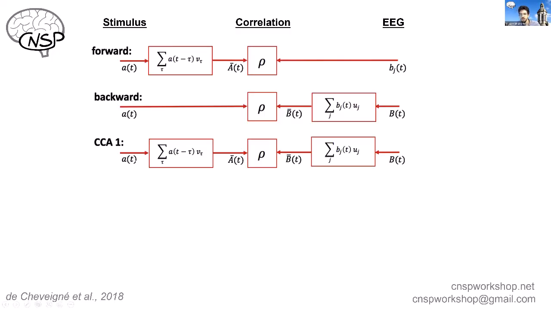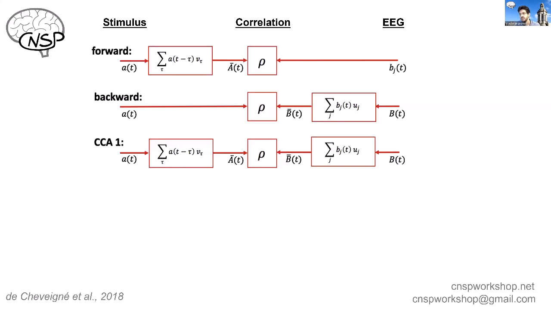So between your stimulus and your EEG. Instead of having just one W matrix like in the forward model, or one G matrix like in the backward model, here they are called V and U. You have two projections. You take all of your stimulus and project it onto a space that is most relevant to the EEG, and then you project the EEG onto a space that is most relevant to the stimulus.